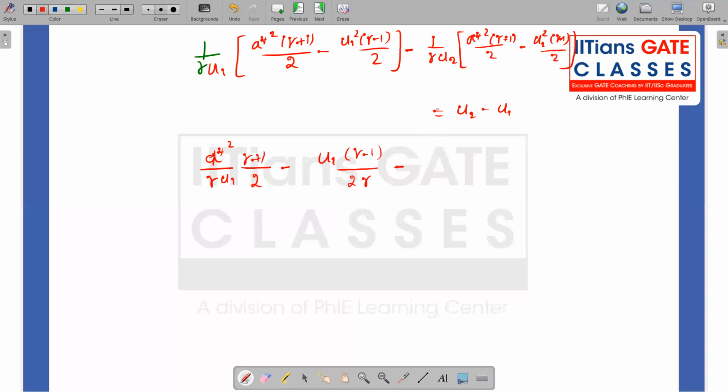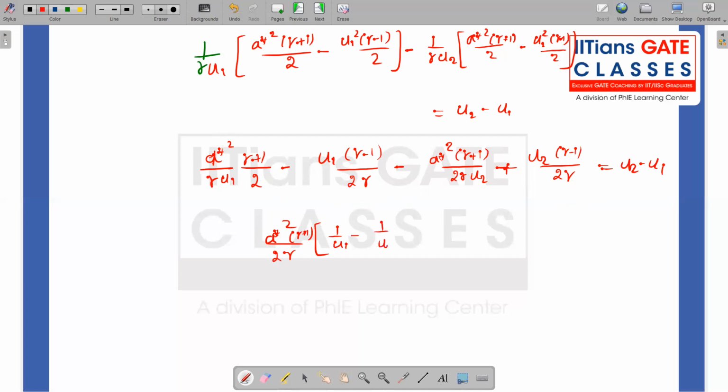Similarly, the other side, minus a star square times gamma plus 1 divided by 2 times gamma u2, minus of minus, that is plus u2 times gamma minus 1 divided by 2 gamma, which is equal to u2 minus u1, right? So now, keeping this a star square on one side, so that means taking a star square common and divided by 2 gamma, that is common. So that also gamma plus 1. So these things we can take common. So what we are left with is 1 by u1 minus 1 by u2.